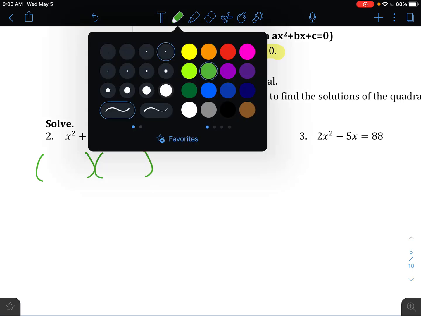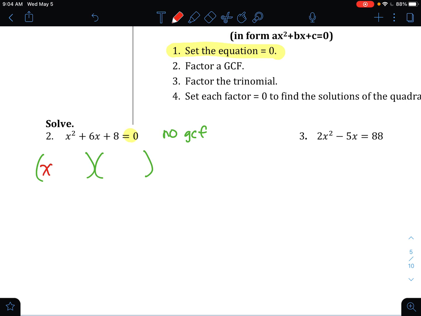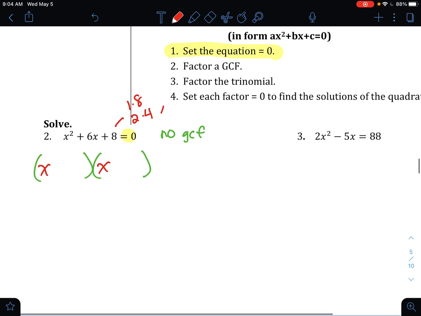Okay, I know that it has to begin with x times x. So I need factors of 8 that multiply to 8 and add to 6. My factors of 8 are 1 times 8 and 2 times 4. Well, 2 plus 4 is 6. Okay, so I'm going to be able to use 2 and 4. And everything's going to be positive because I'm multiplying positive and adding positive. All right, bring over your equals 0.